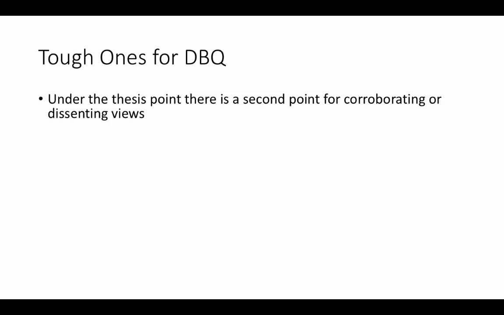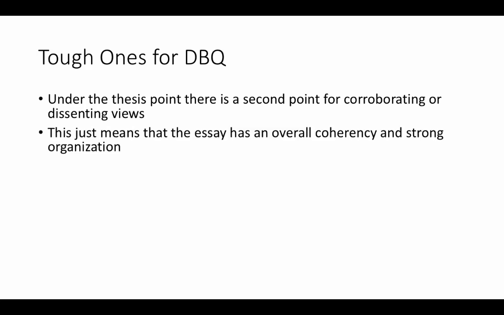What are the tough ones for the DBQ? Especially for AP US History and AP European History teachers, they've really experienced what the tough ones are in teaching and getting the students to do it. So here are the tough ones. First of all, under the thesis point, you're going to notice that there's a second point that they give on the rubric, and it's called the corroborating or dissenting views point. Now, all this means is this.